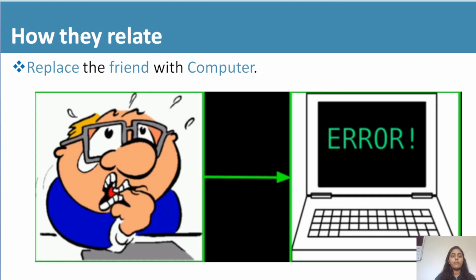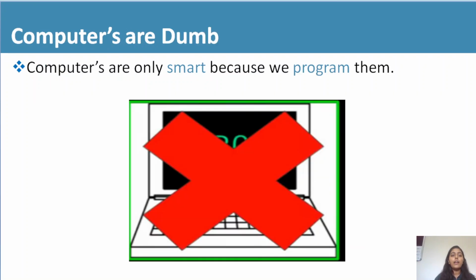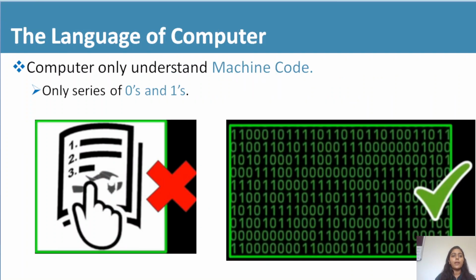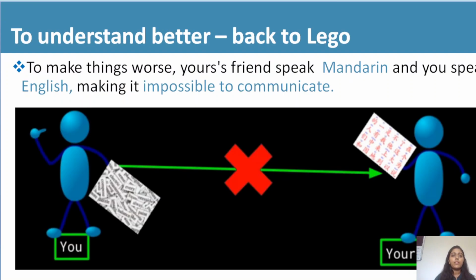How do they relate? Replace the friend with a computer. Computers are dumb. Computers are only smart because we program them. The language of computers is machine code, only a series of zeros and ones. To understand better, back to Lego, which is the example we previously took.